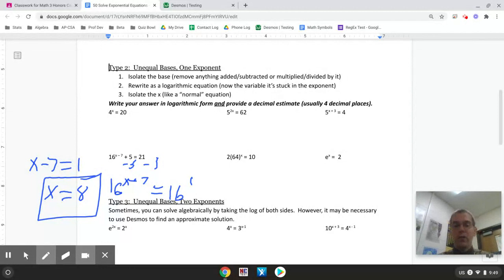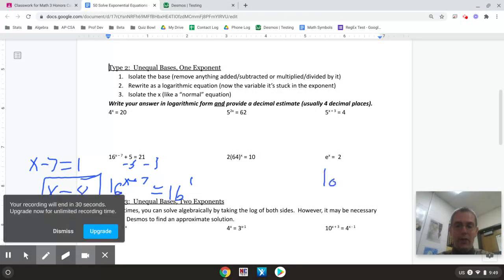This last one looks a little special. I have an x stuck in the log. The base is completely isolated, e to the x. So remember, I just do a log base e, switch places of the other things, of 2 equals x. Now the key thing to remember here is that a log base e is the same thing as an ln, or a natural log. So ln of 2 equals x. And if I want a decimal approximation, you can just type in ln of 2 in Desmos.